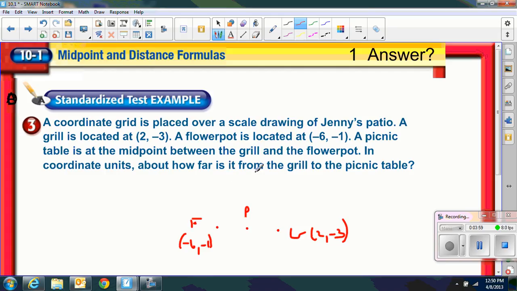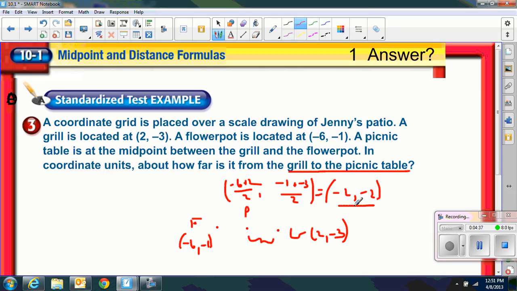In coordinate units, about how far is the grill from the picnic table? So I am looking for this distance. To find that distance, the first thing I need to find is where the picnic table is located. The picnic table can be found by finding the midpoint of the 2 points that I know. So that's going to be negative 6 plus 2 over 2 for the x, and for the y it will be negative 1 plus negative 3 over 2, which means our picnic table is at negative 4 over 2, negative 2, and negative 4 over 2, negative 2. So the picnic table is located at the point negative 2, negative 2.